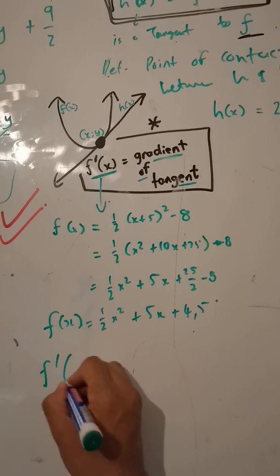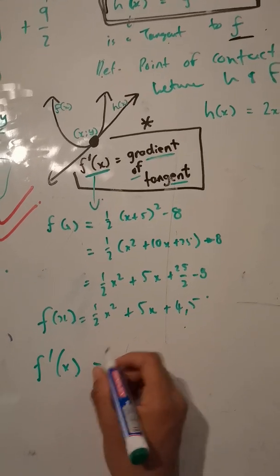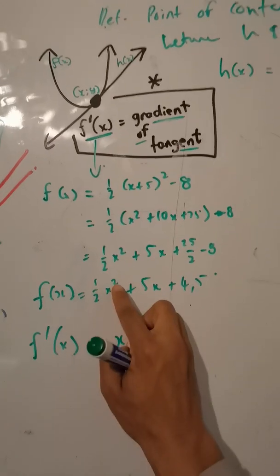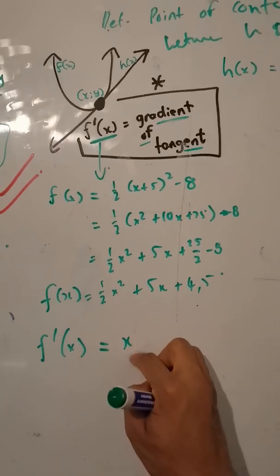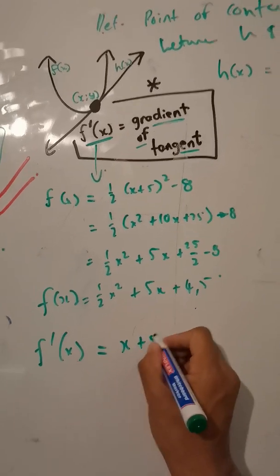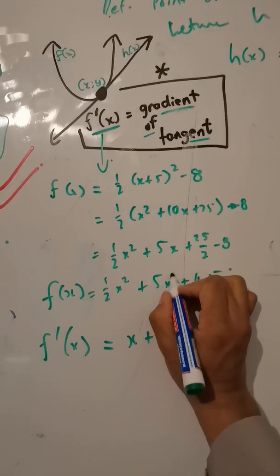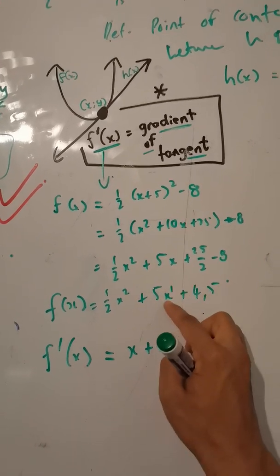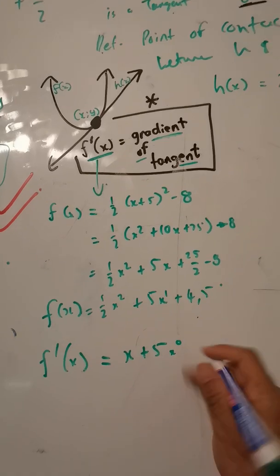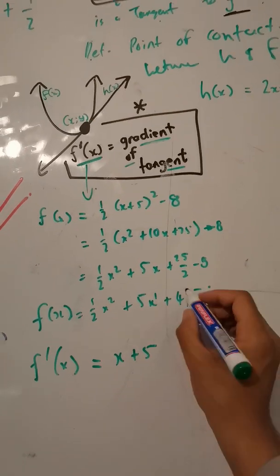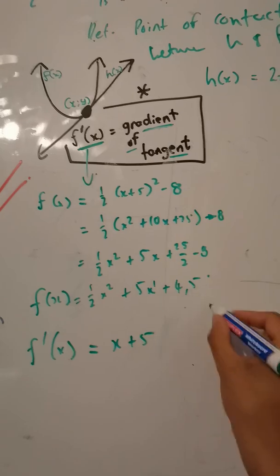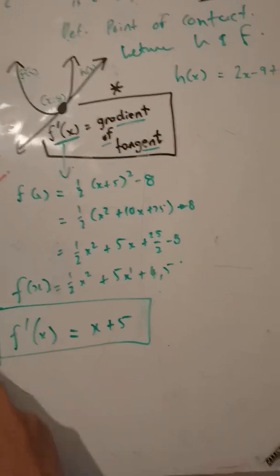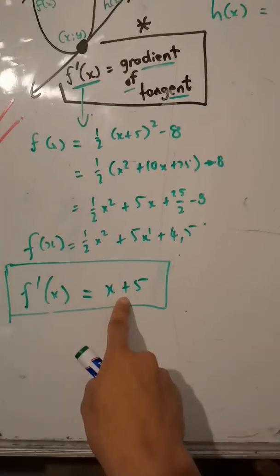Now the first derivative is equal to 2 times a half, which is 1. 1 times x is x, and 2 minus 1 is 1, so you just keep it x, and you plus 5, because 1 times 5 is 5, and 1 minus 1 is 0, and x to the power of 0 is 1, so we don't have to write that. With the constant, in our first derivative, our constants fall away. So that is my first derivative. My first derivative is x plus 5.